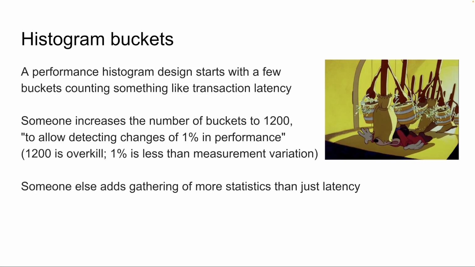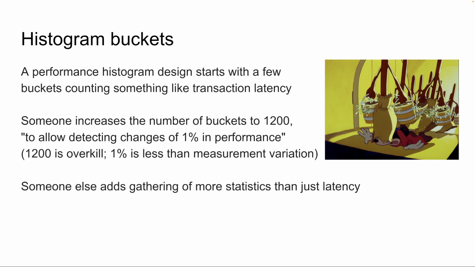The book entry talks about a performance histogram design that starts with a few buckets counting something like transaction latency. And then someone increases the number of buckets to 1,200, quote, to allow detecting changes of 1% of performance, unquote. Turns out, of course, that 1,200 buckets is way overkill. You can do about the same thing with on the order of 50 buckets. And looking for 1% changes in performance in a data center environment where there's a 1% or 2% variation in performance every time you go measure something, thinking you're going to measure 1% reliably is a little crazy.